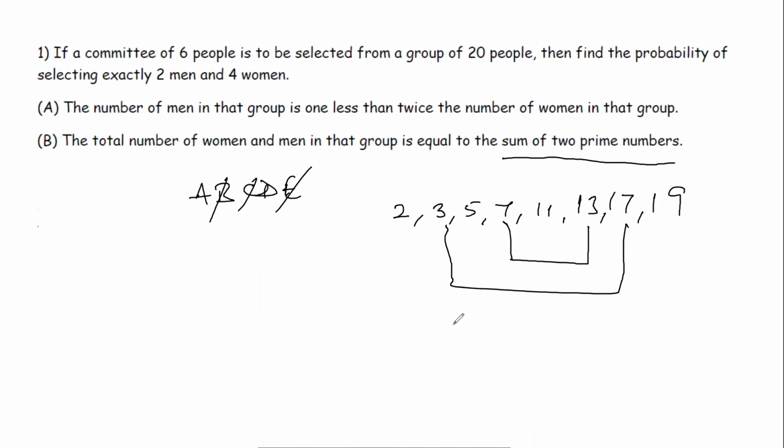Even if it was 7 and 13, we wouldn't know whether 7 are men or 13 are men. So B doesn't answer, and therefore D is out. A is the answer. Only A is sufficient to answer the question.